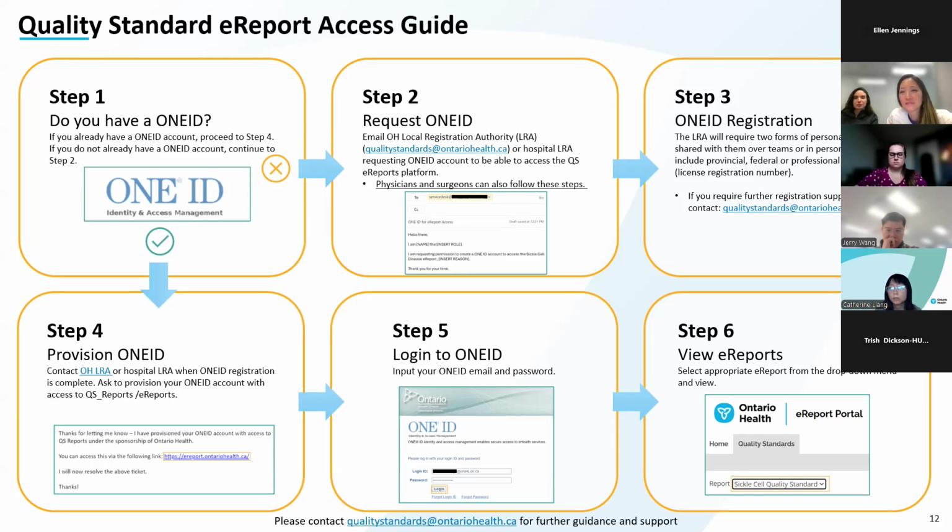And then you will log into the eReport page using your OneID credentials and select from a drop-down menu where the tab says quality standards, and then you just select the relevant eReport that you want to see. And you will be able to see all of the quality standards eReports. For example, we already have one for sickle cell disease, and we have one for hip fracture right now. Any further questions, please reach out to quality standards at ontariohealth.ca.